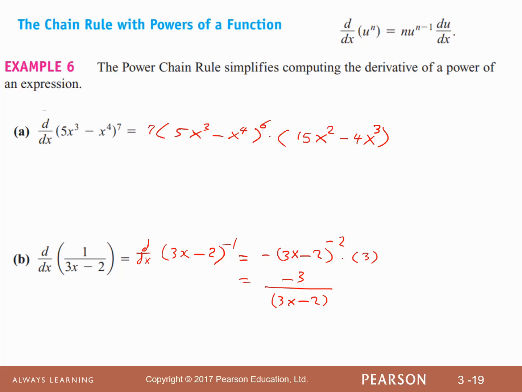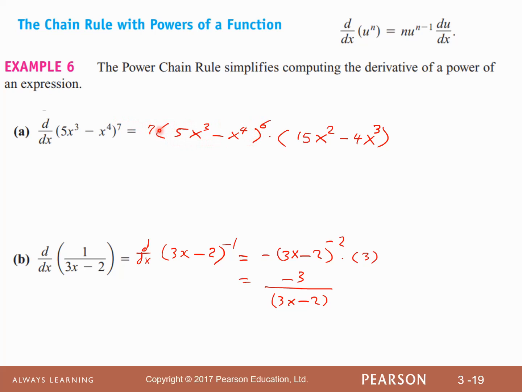Example 6 is like a shortcut of the rule that we just went through. And you can see that this is the chain rule with powers of a function. So we have d by dx of u to the power n equal to n, and then u to the power n minus 1, and then the inside derivative du by dx. So let's try to apply it here. We have d by dx of 5x cubed minus x to the power 4 all to the power 7 equal to 7, and then we keep whatever inside the same, and then we subtract from 7 1.